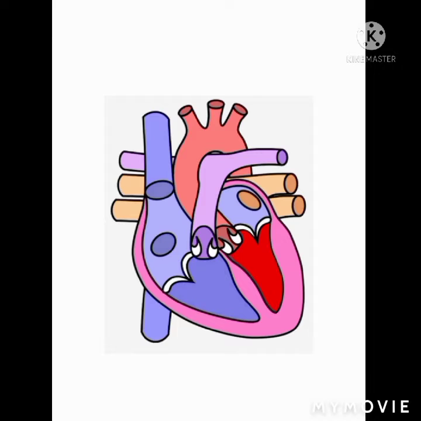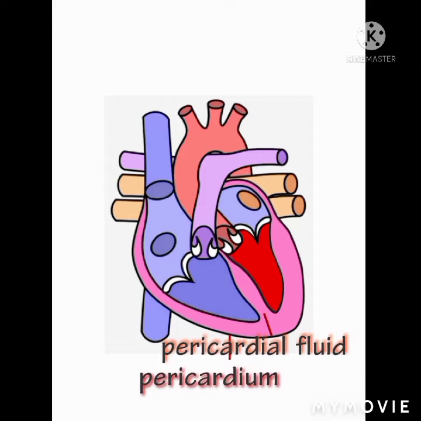The heart is covered by a two-layered membrane. This is called pericardium or pericardial membrane. The space between these two layers is filled with pericardial fluid. This pericardial fluid protects the heart from shocks.